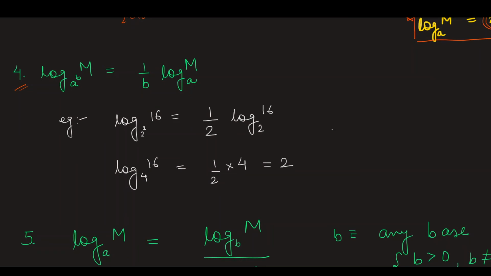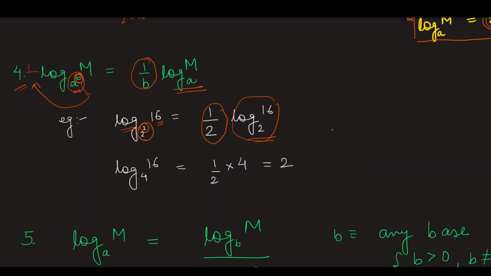It is also similar to the third one. In this, the power is raised on the base. So the base is a and it is raised to the power b. So this b can be taken out as 1 upon b, and the rest of the log is the same. So if we take log of 16 to the base 2 square, this 2 can be written as 1 by 2 here and the rest of the log is the same.